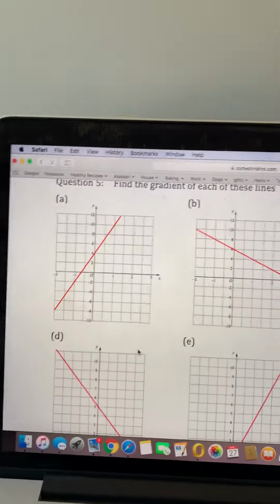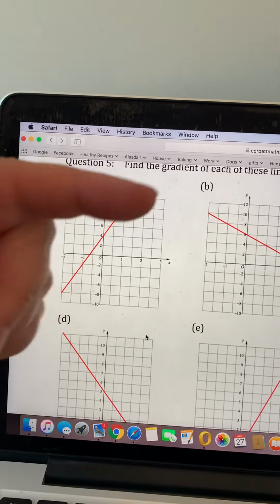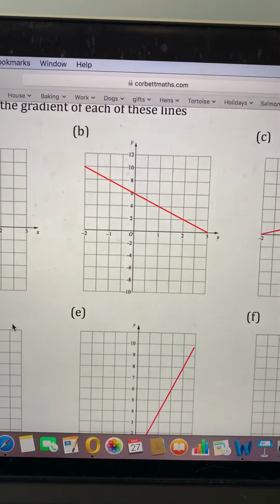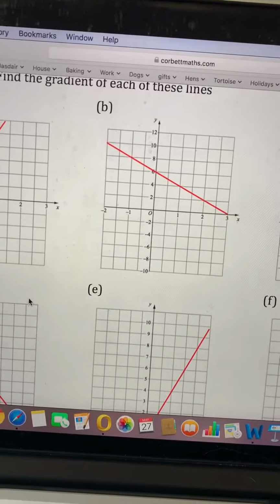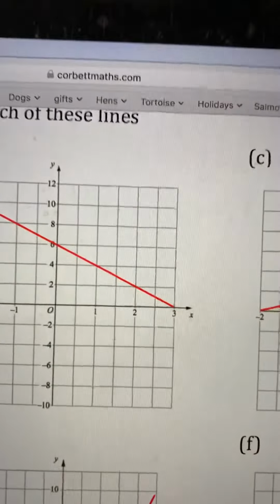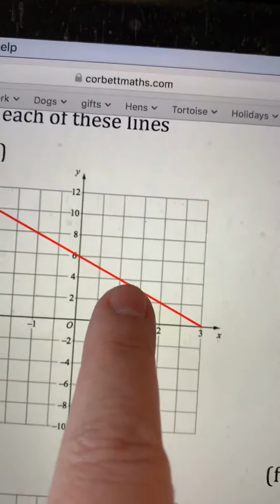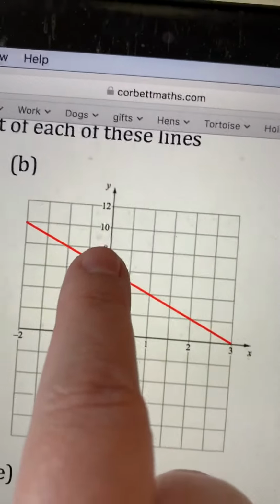If you're using this method, you've also got to look out for negative gradients. So you've got to remember that lines going up from left to right are positive. For example, B is going to have a negative gradient, so you also have to stick a negative in front, which is what I've done. And then you're looking again for two whole number points. So you could use this one and this one, and look at the change vertically.